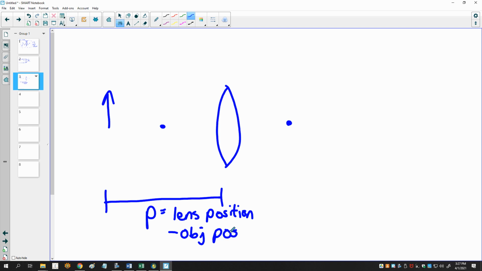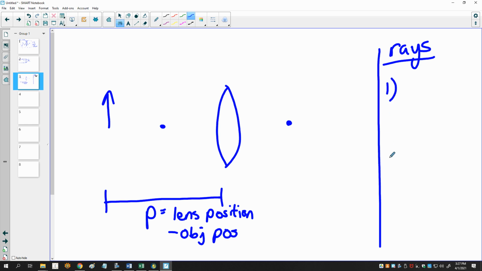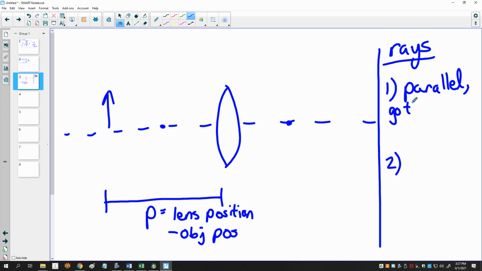Now, how can we figure out where the image is going to be? Let me give you a brief explanation of how to draw rays for these lenses. I'm just going to give you two of the rays that you can draw, but in the lab or in the course, you'll learn how to draw other rays as well. The first one is if I have an incoming ray that's parallel to the axis, the optical axis, that's the axis that runs along there, it will go through the focal point. Right, that's how we define the focal point.